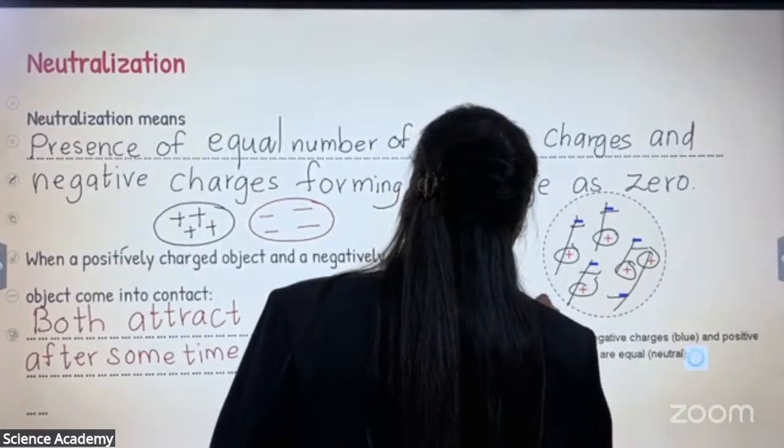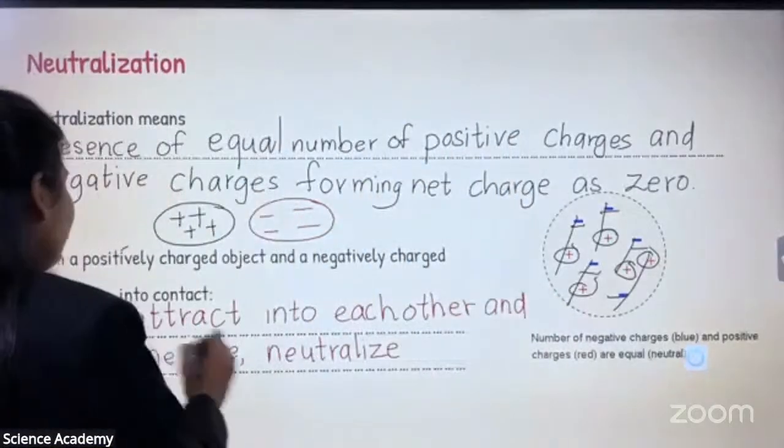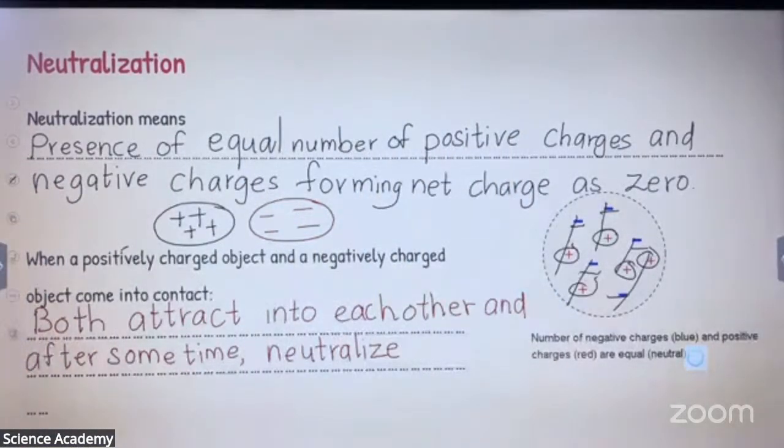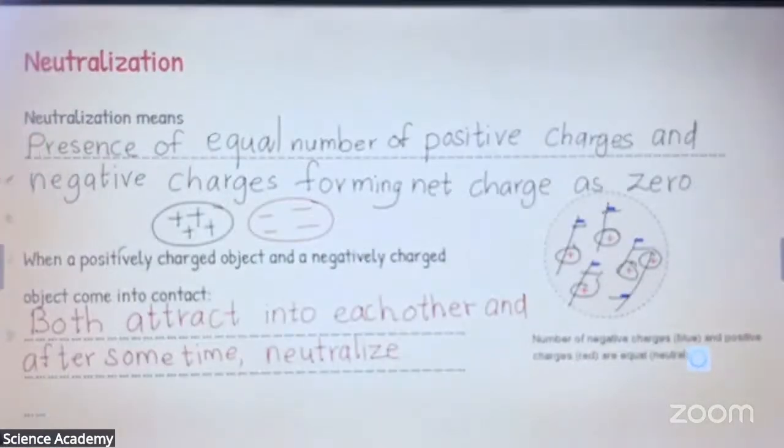And we'll put like that. And after some time, neutralize. Neutralize means udasina වෙනවා. Okay? Udasina වෙනවා.